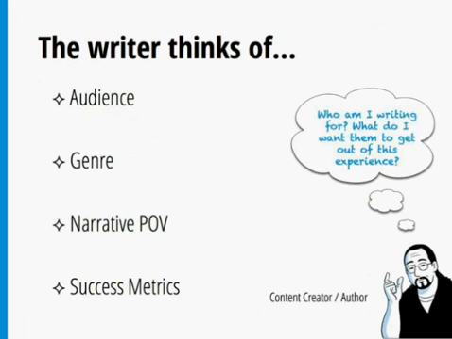So if a writer, as a creator of the story, the narrative, thinks of their audience, their genre, their narrative point of view, and what will constitute success, they're asking, who am I writing for, and what do I want them to get out of this experience? They will carve their diction out based on the genre, mystery novels, for example, setting foreshadowing hints as they gracefully create their narrative.